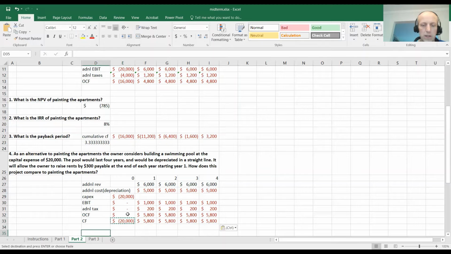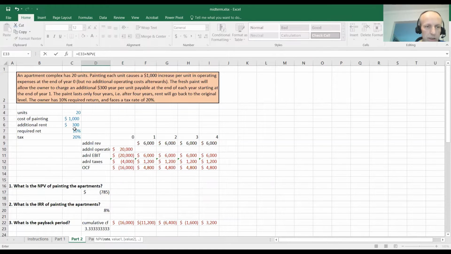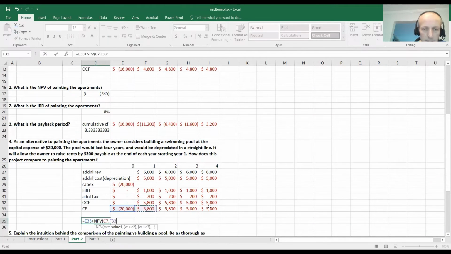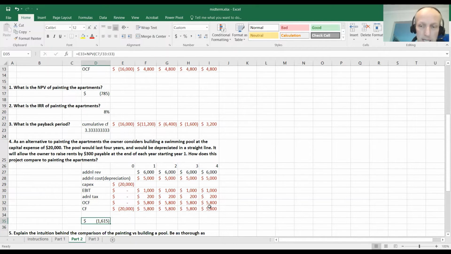What is the NPV of this project? NPV at, well, actually, let's take the initial negative cash flow plus NPV at 10%. NPV of these 5,800 is going to give us a negative $1,600. So this project has actually even lower NPV than the painting of the apartments. Does that make sense?